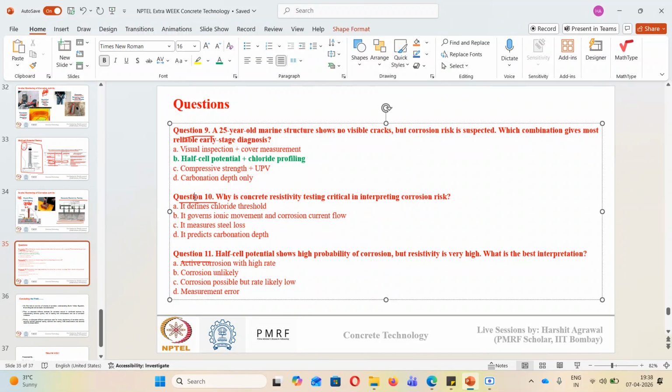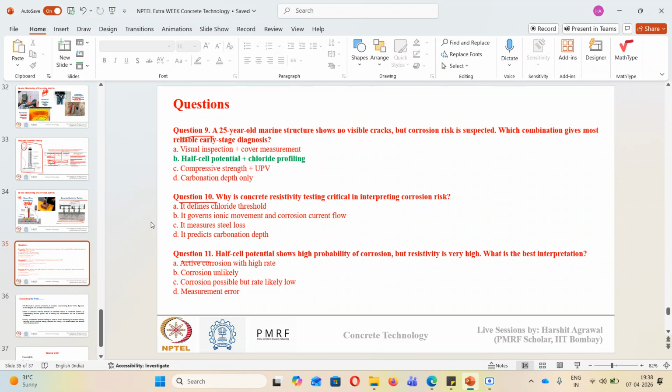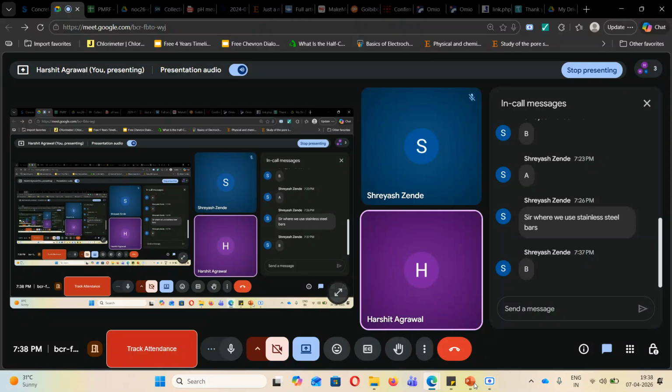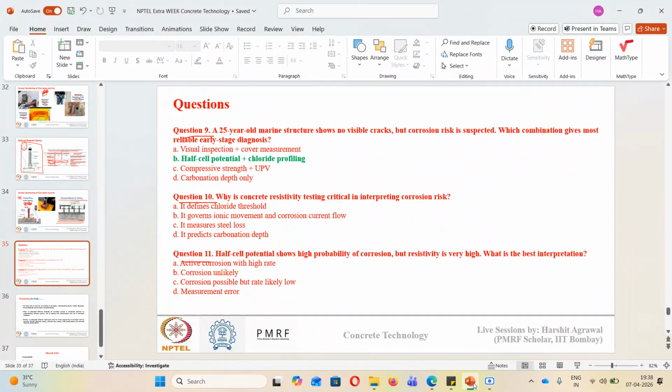Question number 10. Why is concrete resistivity testing critical in interpreting corrosion risk? In concrete resistivity testing, we are not measuring the resistance of steel rebar or any potential of steel rebar. But still, why is it critical for predicting corrosion risk? Any idea what can be the correct answer?